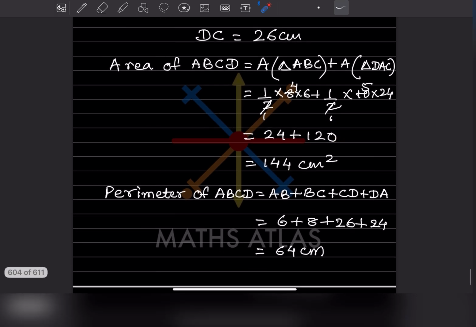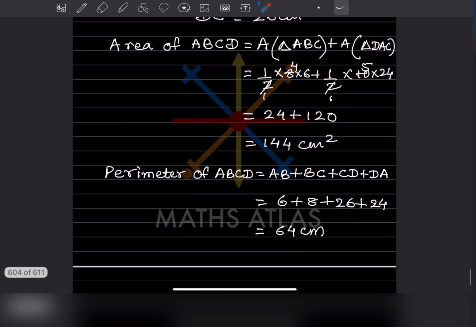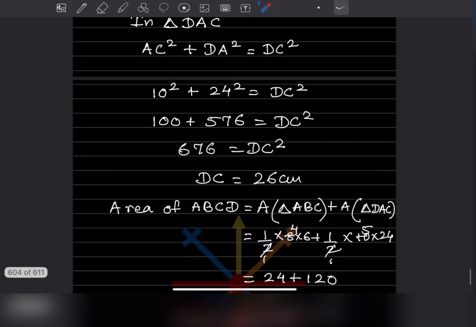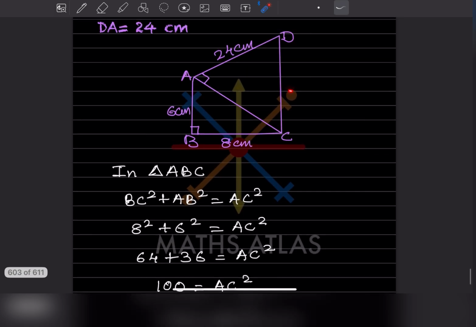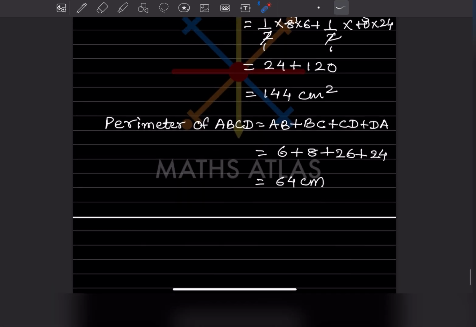Now we want the perimeter of ABCD. So the perimeter means this side plus this side plus this side plus this side. You just add it: 6 plus 8 plus here you got DC was 26. This was 26 and this 24. When you add all these 4, you get 64 centimeter.